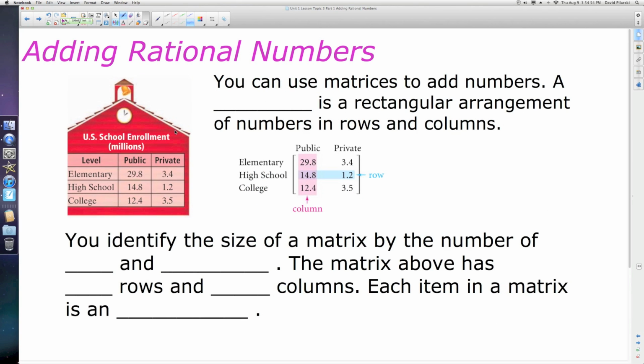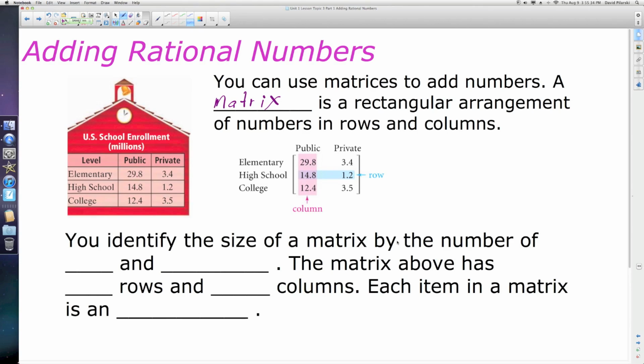Often we have data displayed in tables or in magazines or anywhere where we have multiple pieces of data being compared. We can use matrices to add numbers. A matrix is a rectangular arrangement of numbers in rows and columns. We can see here U.S. school enrollment in millions. We have elementary level, high school level, college level, and the public sector versus the private sector. We take that information and simply focus in on the numbers. Now we have the labels here, but we're going to focus in on the numbers.